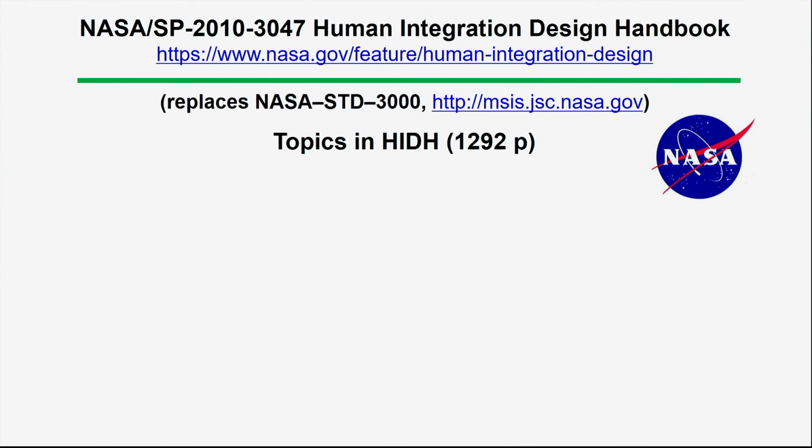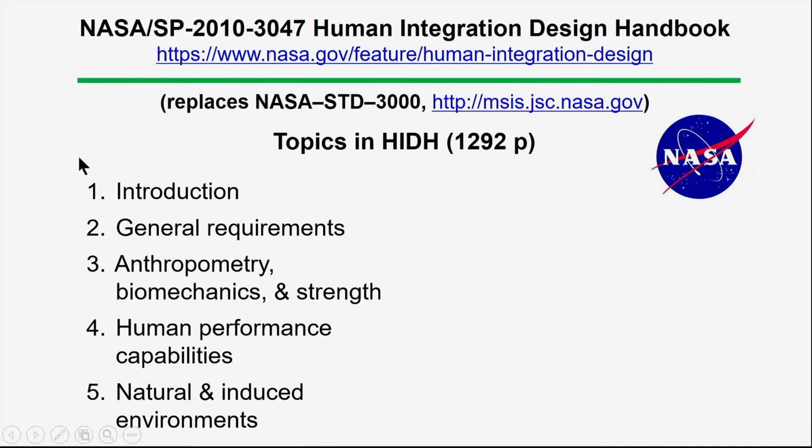Next item I want to talk about is the NASA Human Integration Design Handbook. Here is the location where it would be found, and this replaces NASA Standard 3000. Again, to give you a sense, we have another extensive document, more than 1,000 pages long, and here are some of the topics that are covered in the Human Integration Design Handbook. The structure is consistent with many others.